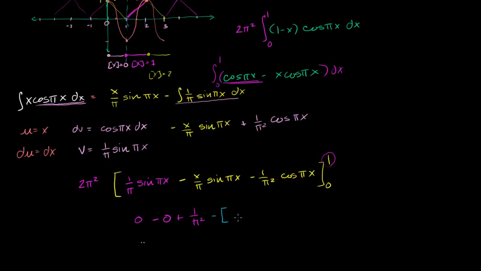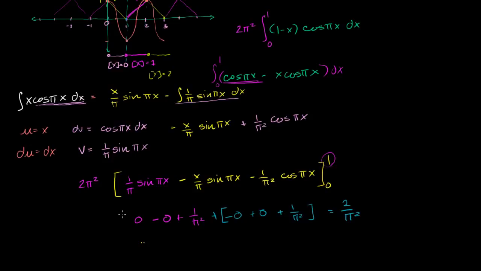Sine of 0 is 0. Minus, this is clearly 0 because you have a 0 out front. Minus 0. And then you have minus cosine of 0. Cosine of 0 is 1. So then you have a minus 1 over pi squared. And so this term, we could just say this is a negative. Negative, positive, positive. And we're just left with a 1 over pi squared plus 1 over pi squared, which is equal to 2 over pi squared. That's what this part evaluates to. It's 2 over pi squared.